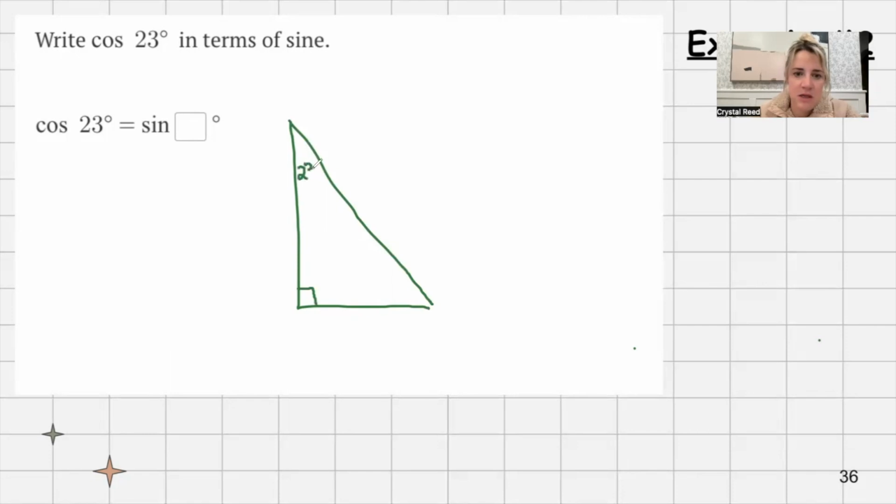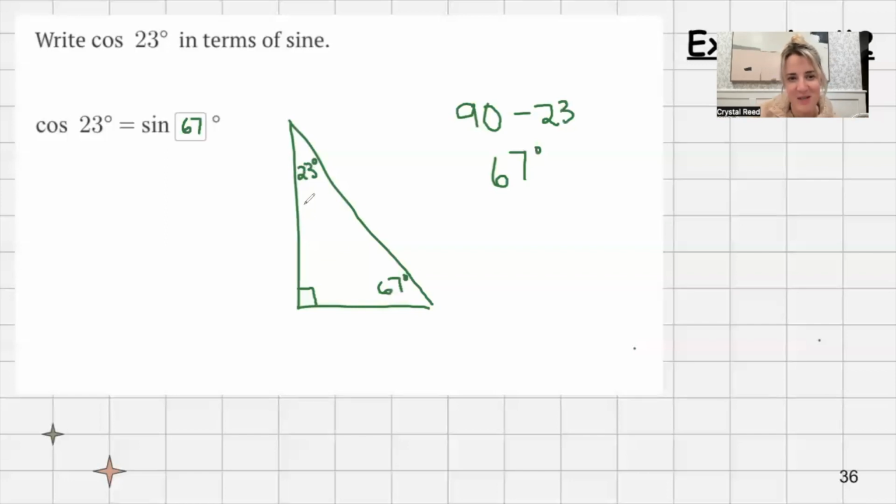The reason why the complement is the same is because the complement is the measure of the other angle. Because all those angle measures need to add up to 180, 180 minus that 90, minus that 23. So we're going to do 90 minus 23 degrees. 67 degrees is going to be the other angle. And so the cosine of 23 degrees is going to equal the sine of the complement, which is 67 degrees.